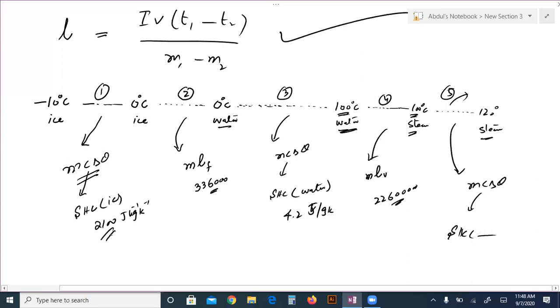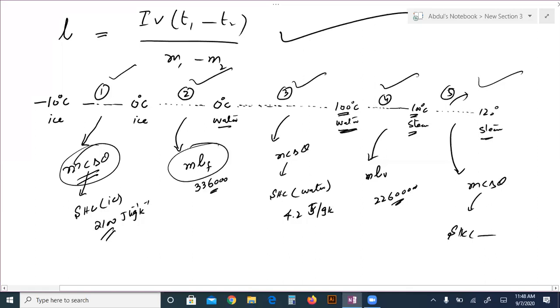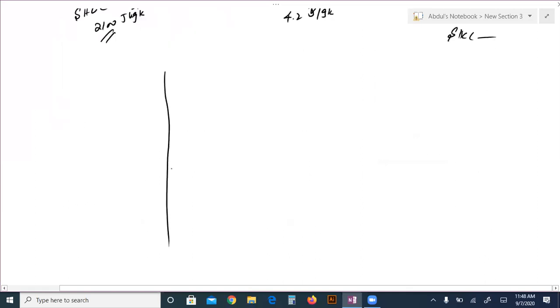So minus 10 to 0, 0 to 0, 0 to 100, 100 to 100, and 100 to 120. So first, change of the temperature, change of the state, change of the temperature, change of the state, change of the temperature. When temperature changes, mc delta theta. When state changes, ml. Now suppose this is time and this is temperature.